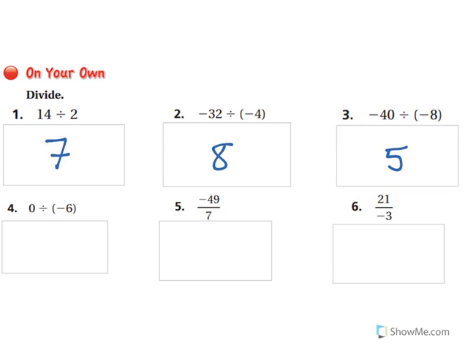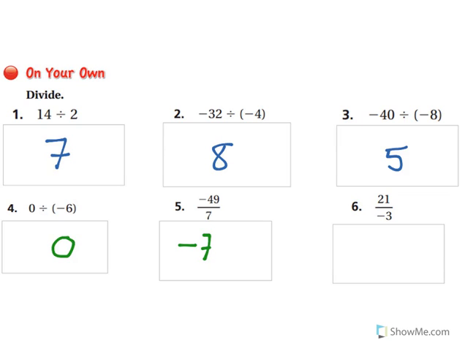So far, so good. Okay, we have 0 divided by negative 6. With 0 divided by negative 6, we can say, if I have $0 and I divide it amongst negative 6 people, or 6 negative people, everybody gets $0. So this would end up getting us 0. Now, if we have negative 49 divided by positive 7, we have a negative divided by a positive, which means we're going to have a negative answer. And 49 divided by 7 is 7.